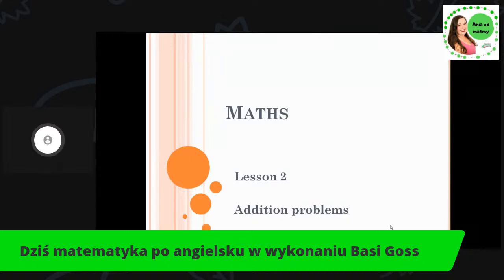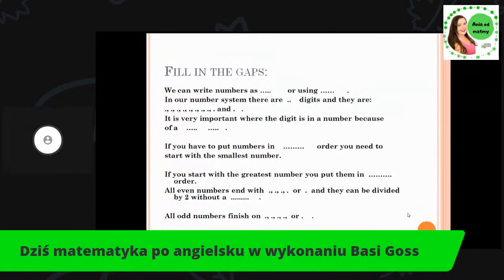Okay, it's 1 o'clock. Let's start. Maths in English, lesson 2, addition problems. So today's topic is addition problems. We're going to talk about using addition to solve maths problems. But before we start today's lesson, I would like to go back to last week's lesson. At the end of the lesson, I gave you a little homework, which was to fill in the gaps in the sentences about the numbers.